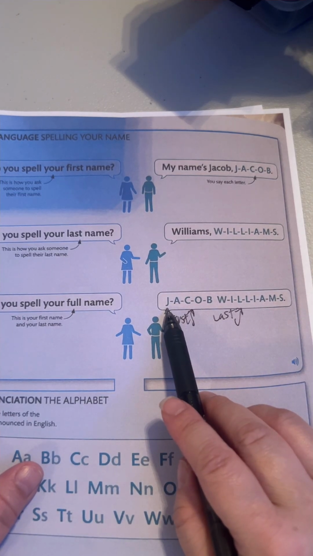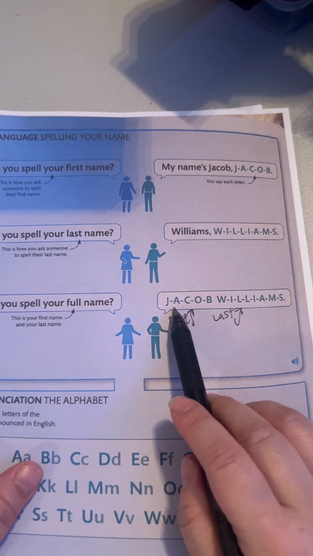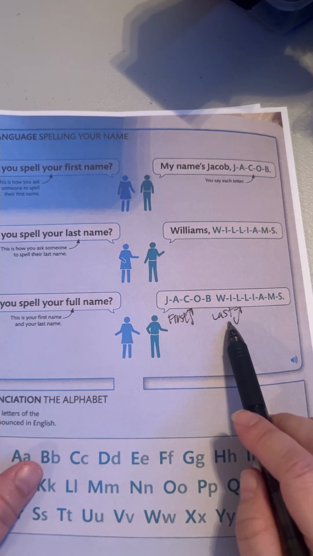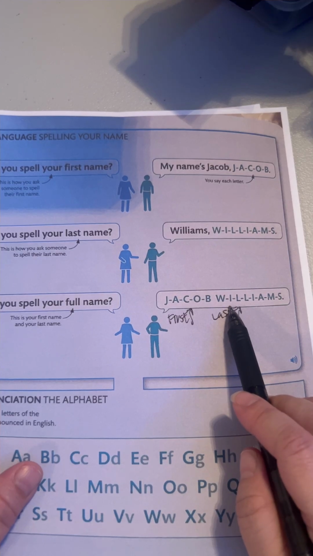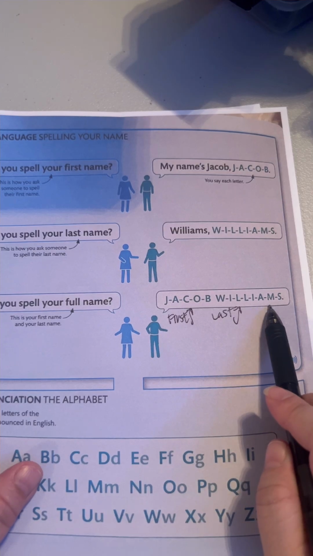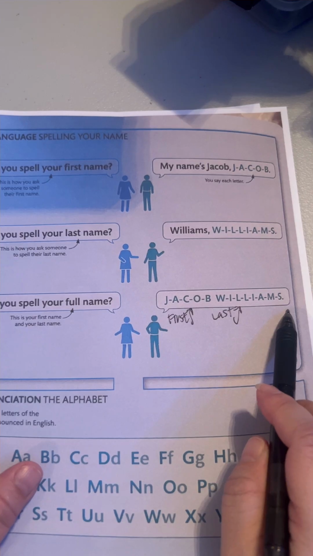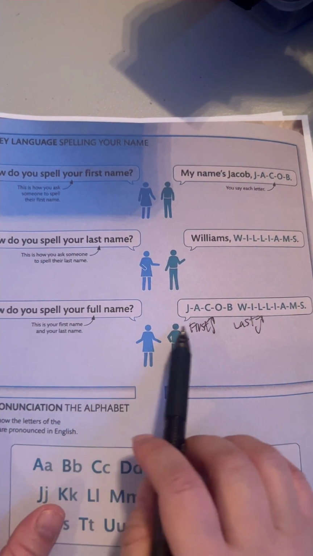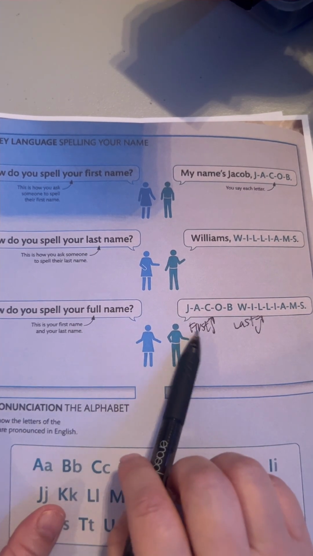Alright, let's spell out the entire full name. Jacob: J-A-C-O-B. Last name, Williams: W-I-L-L-I-A-M-S. Jacob Williams. So why are we learning to say these words individually with the first name and last name?